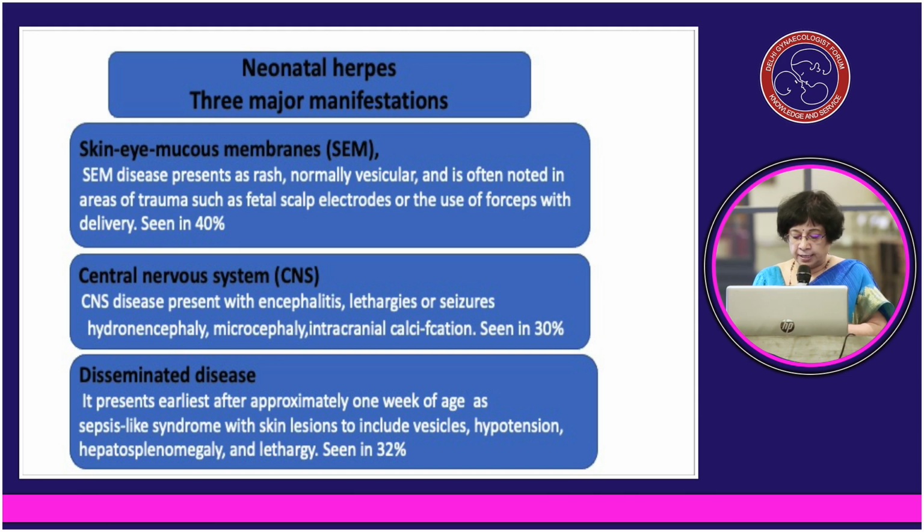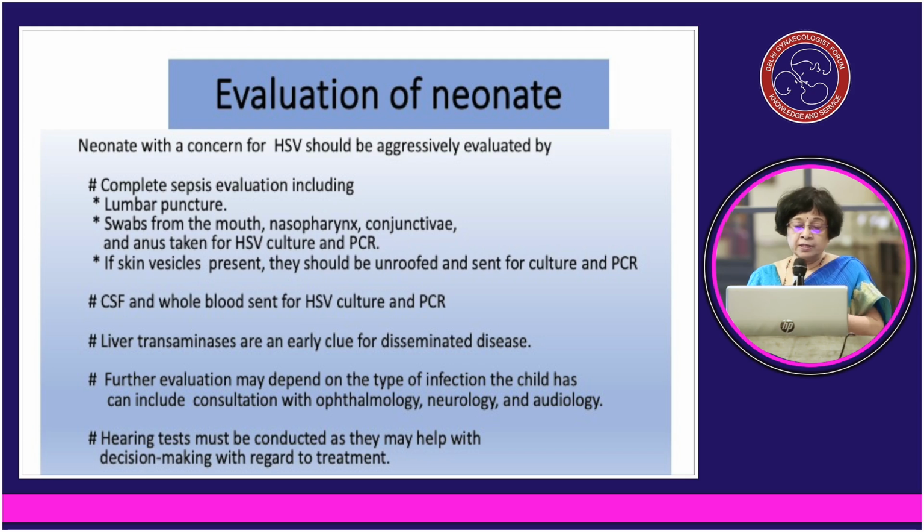Disseminated disease, again seen in around 32%, presents earliest after approximately 1 week of age as a sepsis-like syndrome with skin lesions to include vesicles, hypotension, hepatosplenomegaly, and lethargy. We can expect this because it is a disseminated disease. So in such a case, we have to evaluate the neonate.